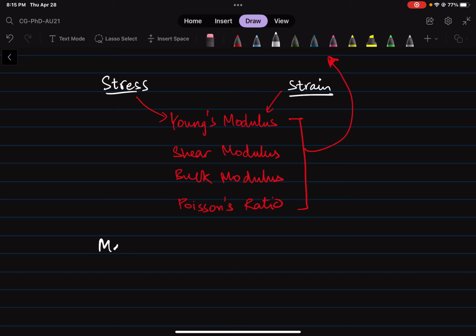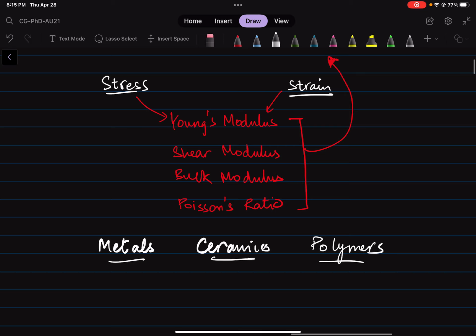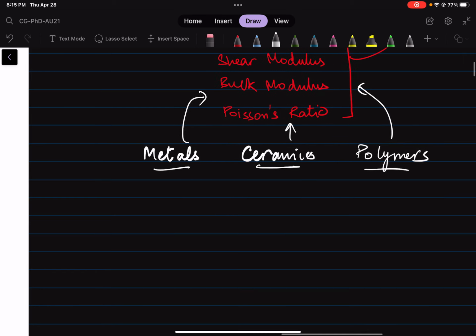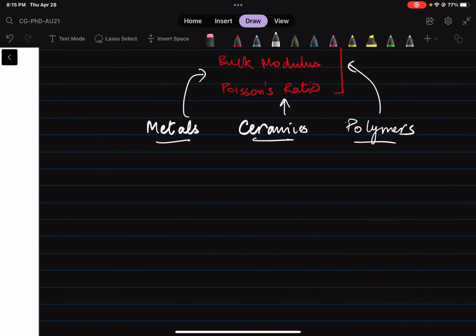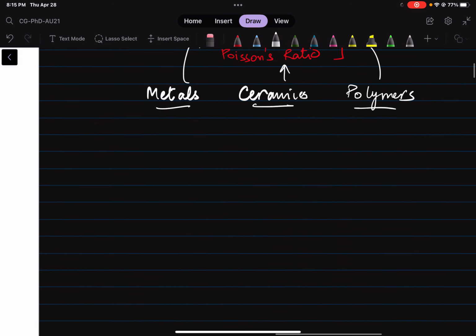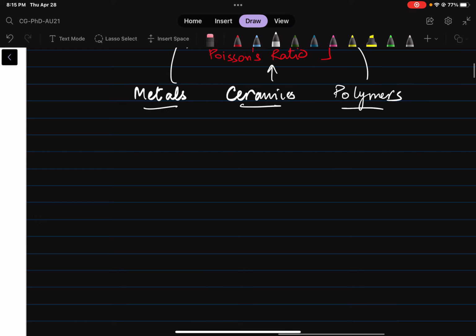So you can have metals, you can have ceramics, and then you can have polymers and so on, and they all will have a similar set of these properties, right? So let's take a look at how these properties are governed, what these properties are, and what we are talking about.